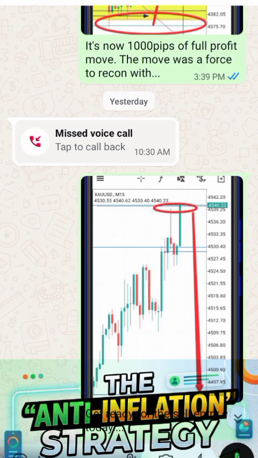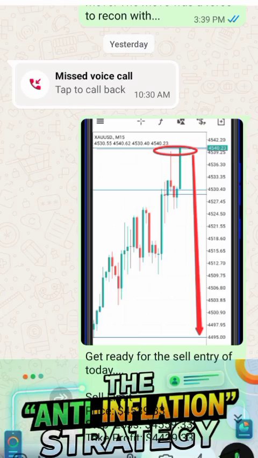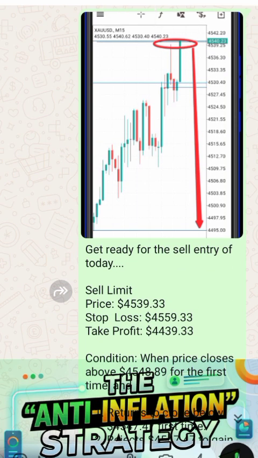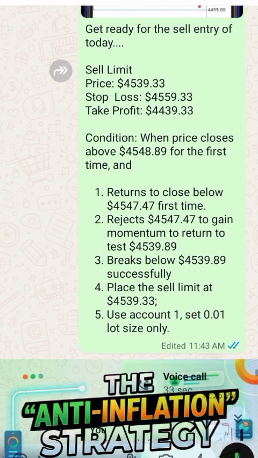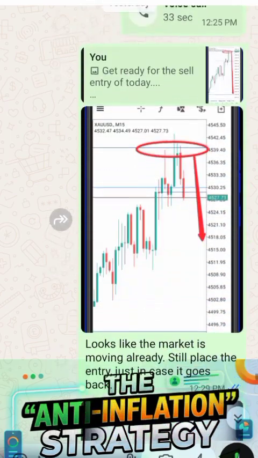So now on the 29th, we look at the market and begin also with our first call. So this was the first call. We had the market get all the way up to 4540. Then we gave a sell call, to sell with a sell limit at price 4539.33, and these were the conditions that were to be followed.